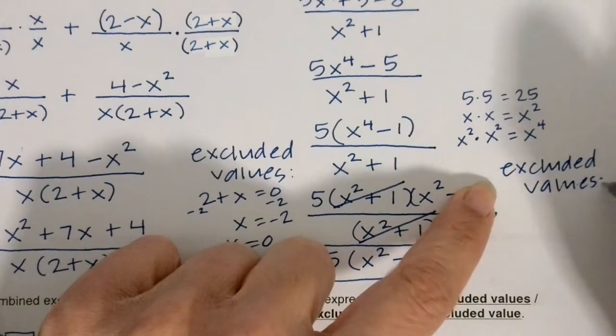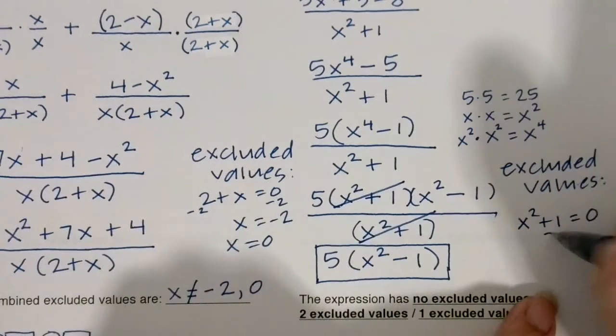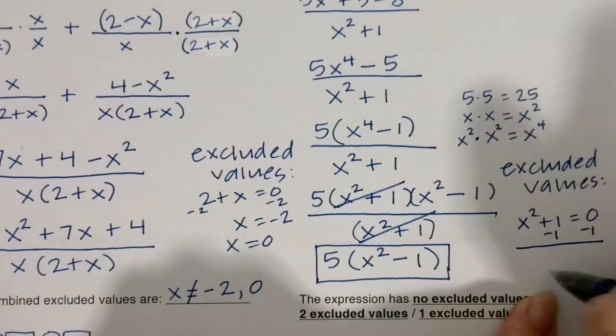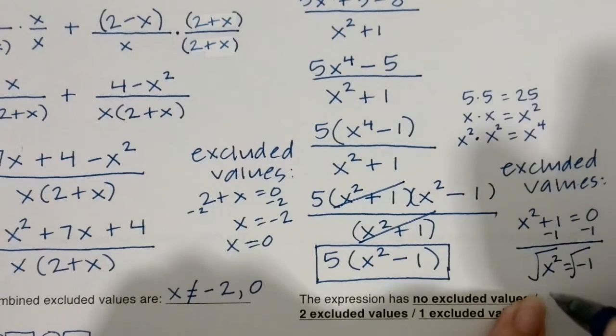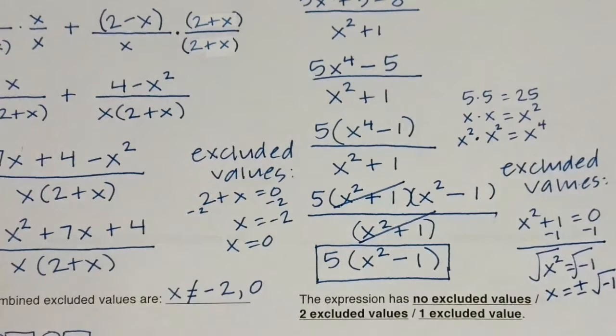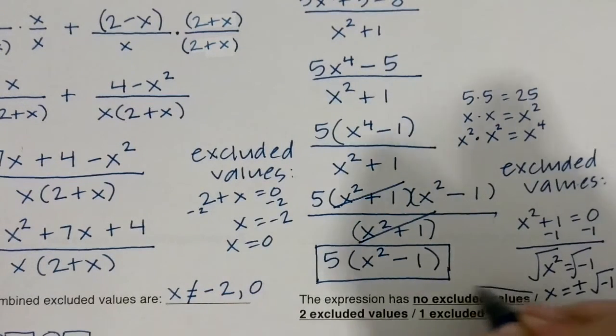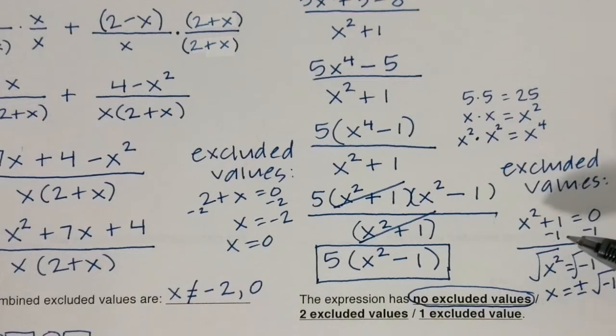So we set x squared plus 1 equal to 0, and then subtract 1. So we get x squared equals negative 1, and then we square root. So we get x equals plus or minus square root negative 1. Well, you can't have a negative under a square root, okay? So there is no excluded values for this problem. Why? Because this denominator will never, ever, ever equal 0, no matter what number you plug in for x.